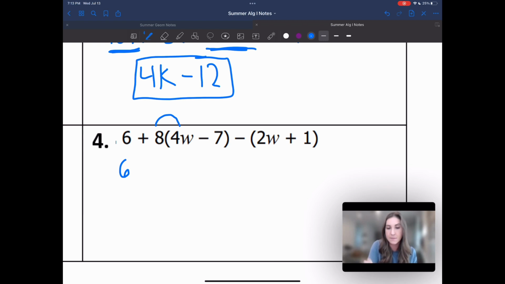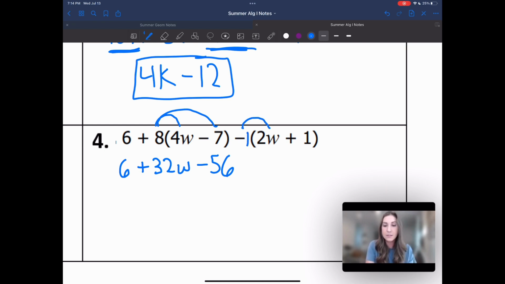We got 8 times 4w, which is going to give me 32w. So I'm going to put plus because it's positive, plus 32w. And then I've got a positive 8 times a negative 7, which is going to give me a negative 56. So minus 56. All right, takes care of that one. Let's look over here. We do need to distribute this negative 1 to everything. So we got negative 1 times 2w to give us negative 2w. And then we got negative 1 times positive 1, which would be negative 1.